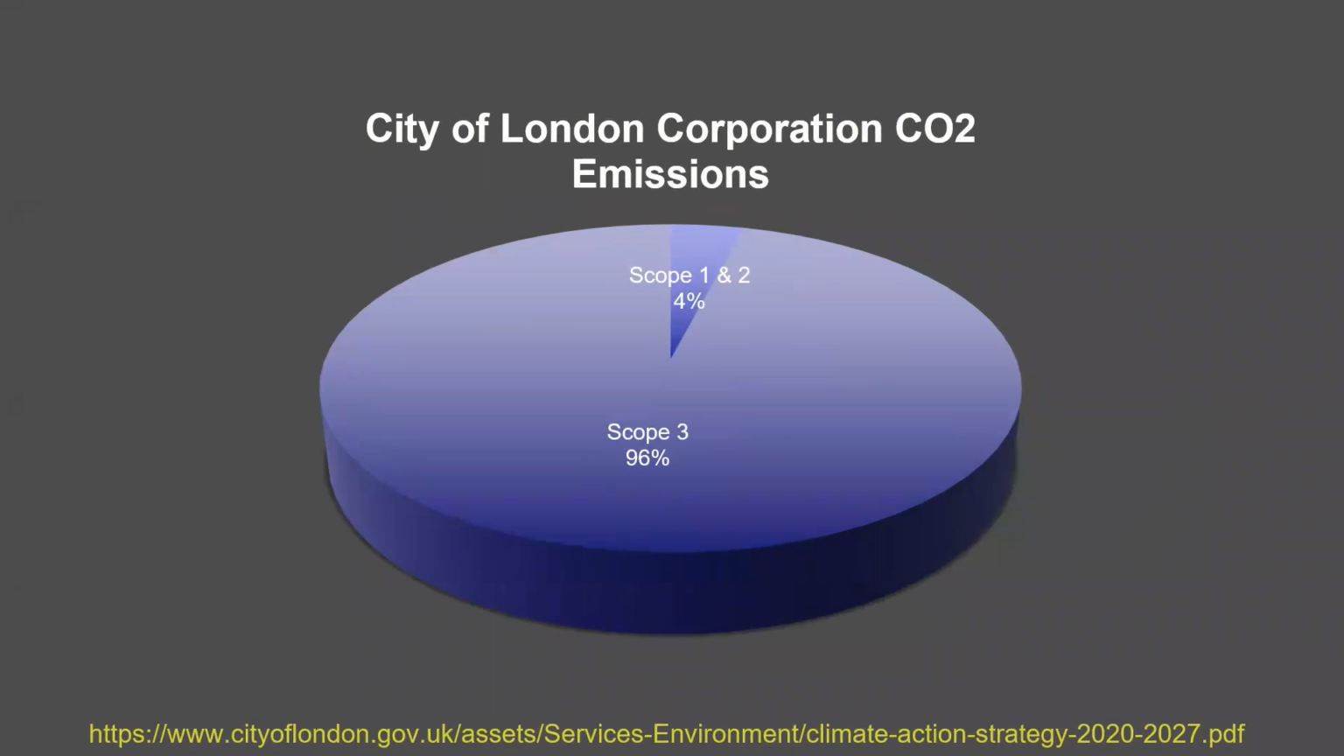I've assumed that people are familiar with what Scope 1, 2, and 3 is. Now, what I want to try and show is the importance of Scope 3. This here is the City of London Corporation. They generated their climate action strategy this month. You can go and download it from that link at the bottom. And when you have a look in there, you'll find that their Scope 3 is 96%.